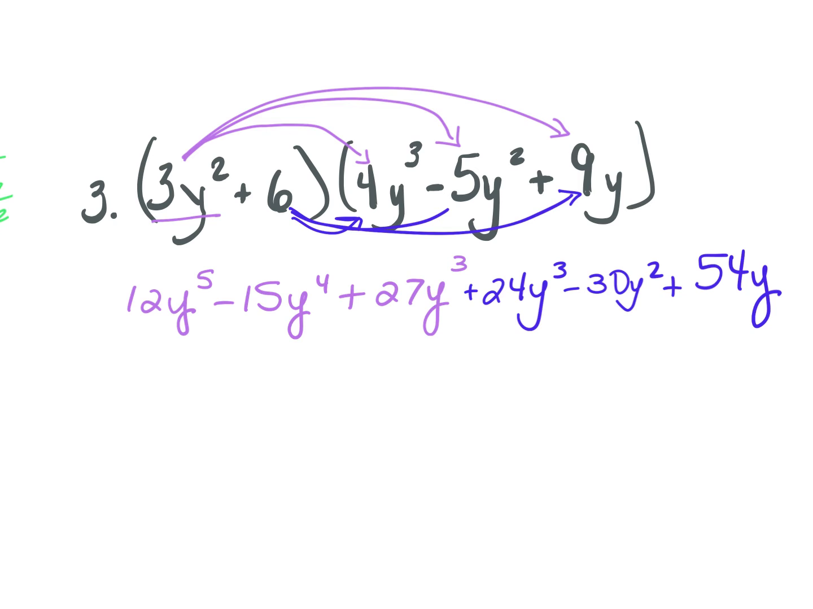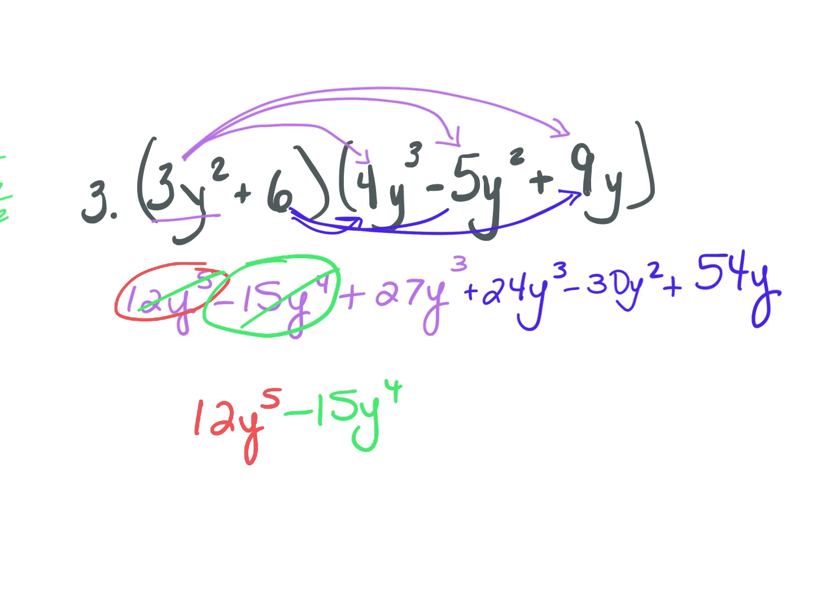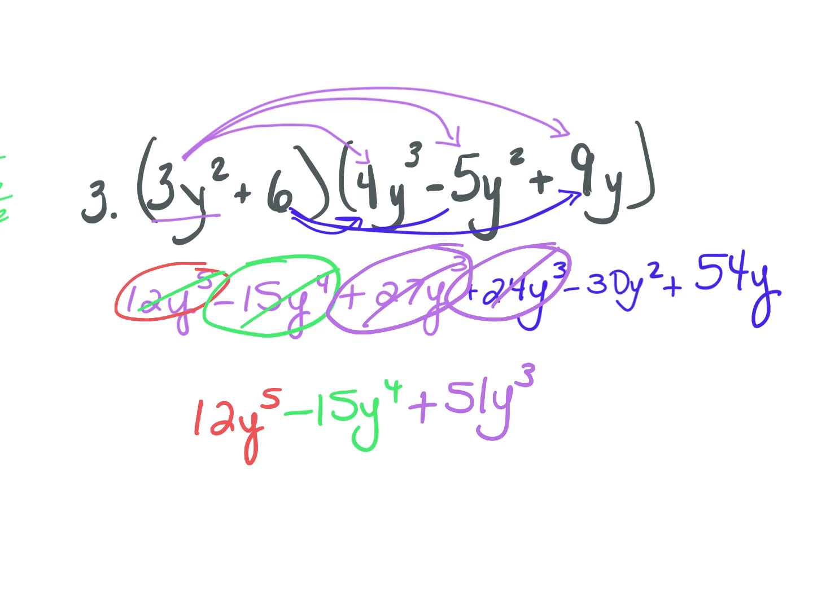Take your time. What's the highest exponent you see? 5. Is there anything else that has a y to the 5th? So just rewrite it. 12y to the 5th. Next exponent is to the 4th. So I have negative 15y to the 4th. Anything else? Okay, perfect. Minus 15y to the 4th. Y cubed. Positive 27. Positive 24. What's 27 and 24? 51. Y cubed. Good. All right. Then I have minus 30y squared plus 54y, correct?